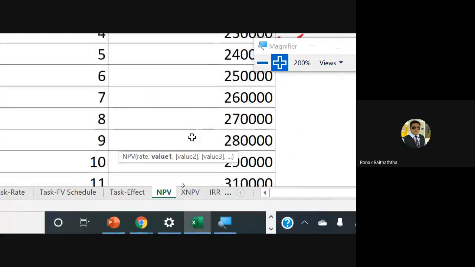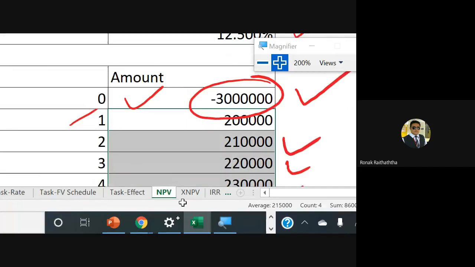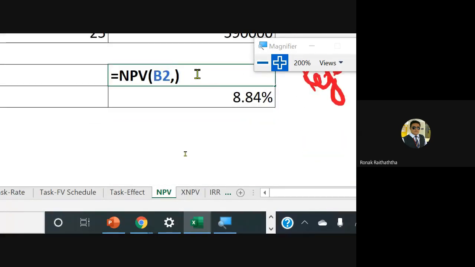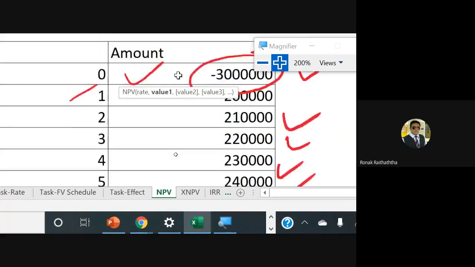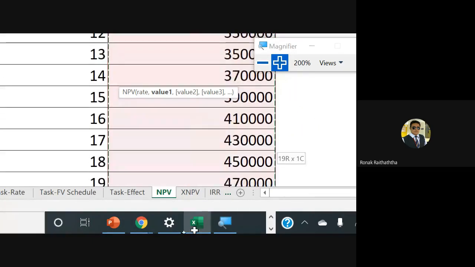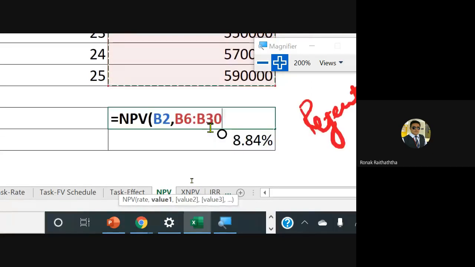So what I'm doing is, you must be following me. I am selecting it right from the first year. After selection of the B2, I was there. I'm just selecting the inflows right now, only the inflows, nothing else. So once all these inflows are selected, then I'll be closing the bracket. So it will give me the present value of only the cash inflows, nothing else.